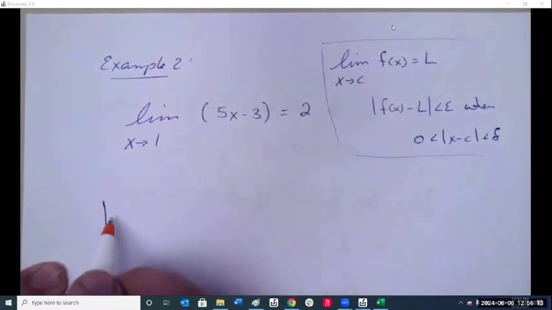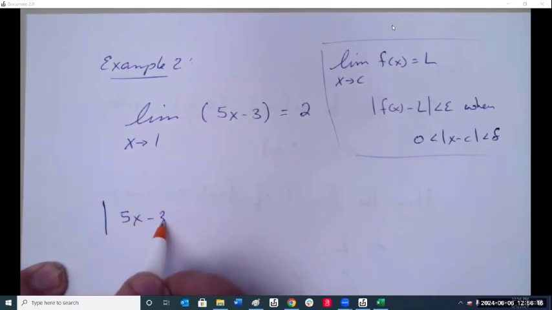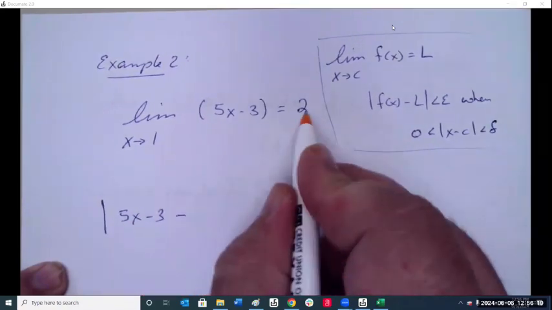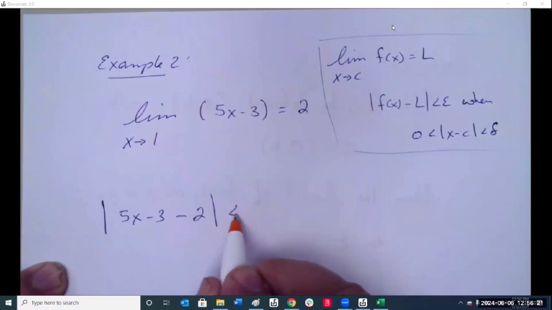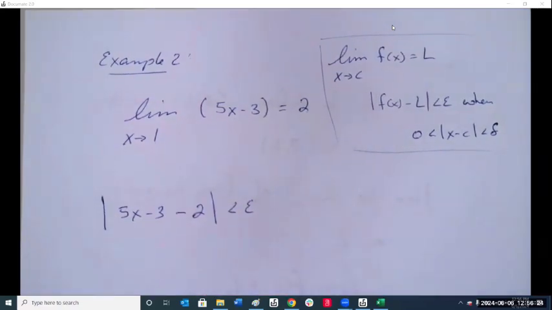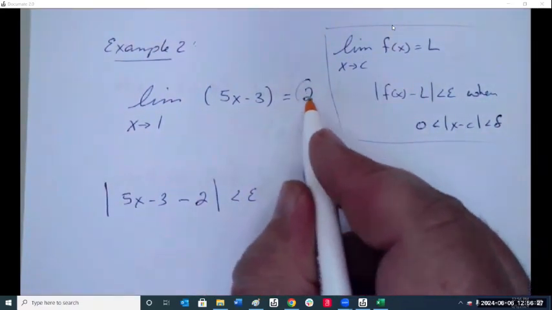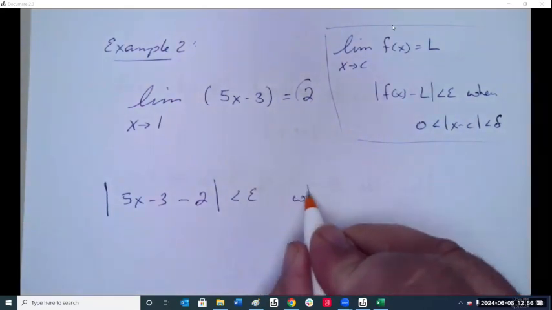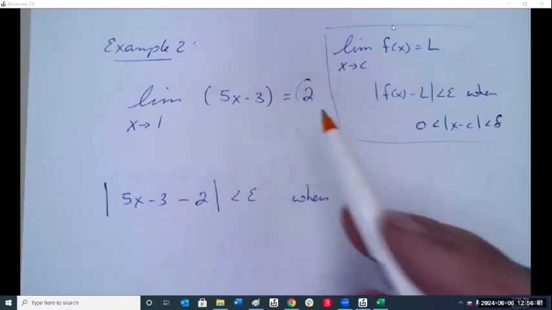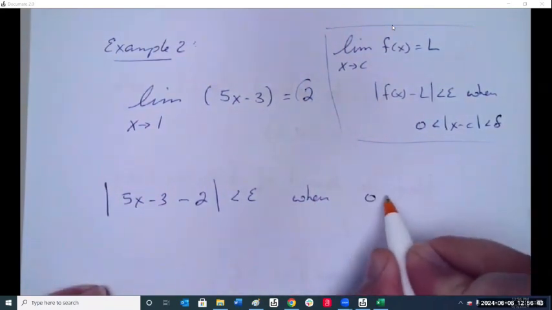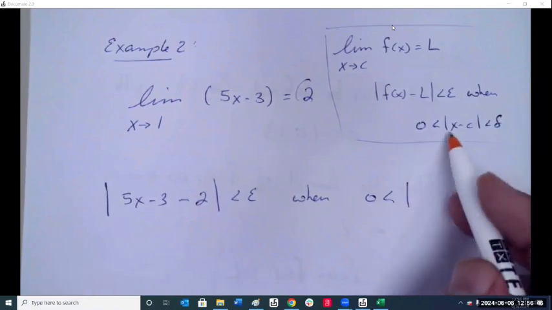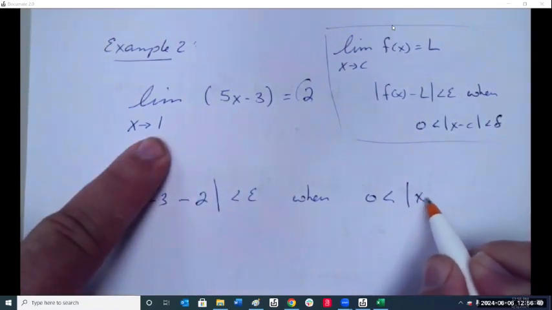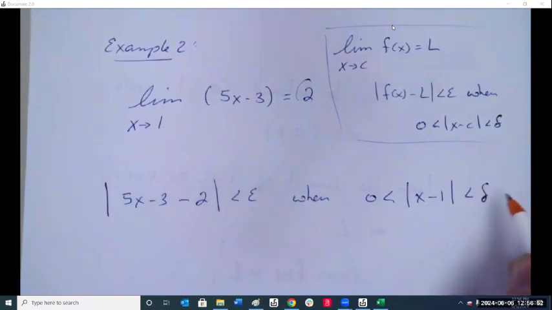So on this side, we have 5x minus 3 minus our limit 2 is less than epsilon. Do we know what our epsilon is? Epsilon sometimes may be given to you. If it's given to you, then we can use it to find delta. But if it's not, then we just compare epsilon and delta. And the second part, x minus c, this is x minus 1, is less than delta.